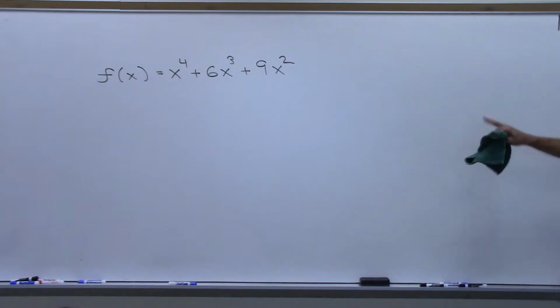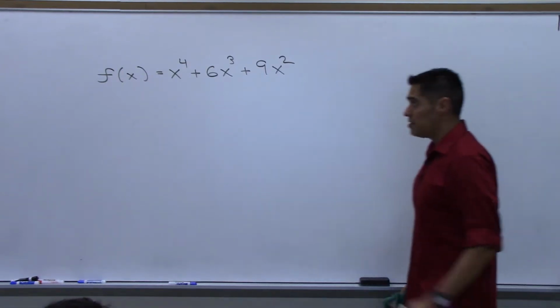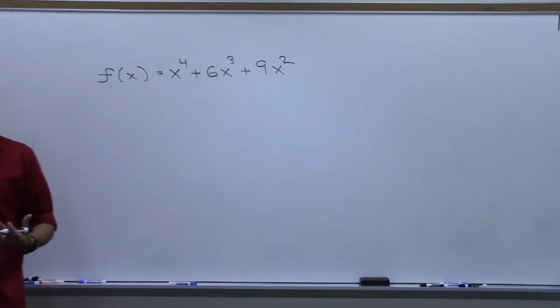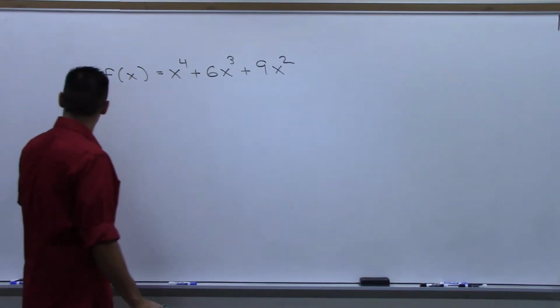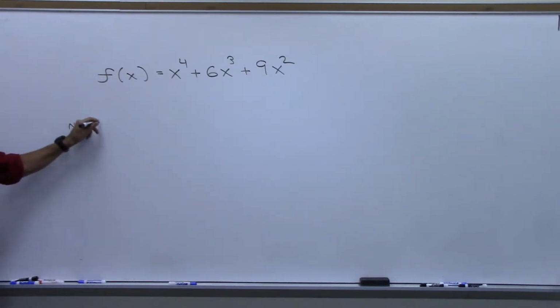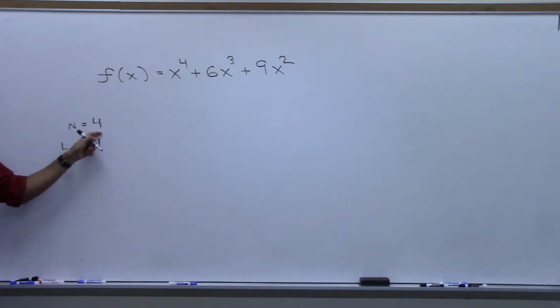So if you just look at this right now, and if you were asked to try and sketch this, you could tell me the left and right hand behavior, right? What's the degree of this? What's n here? Fourth degree. And what's the leading coefficient? 1, all right? So with degrees, we're looking for even or odd.